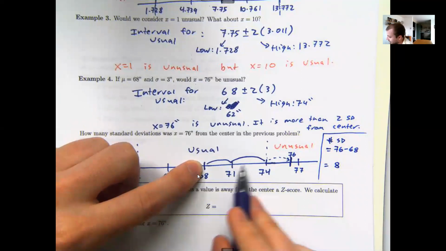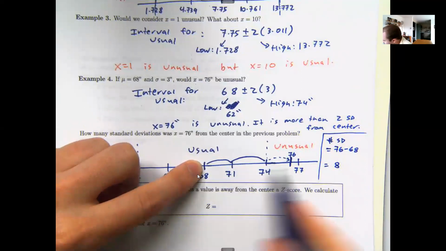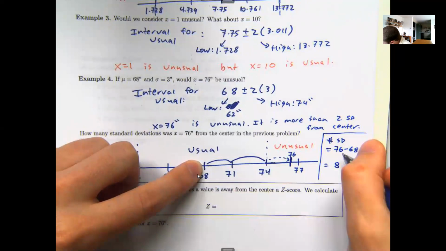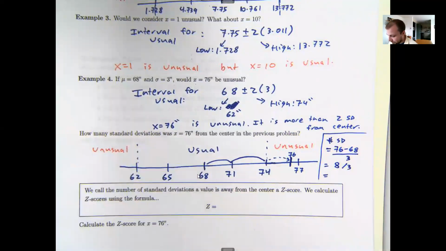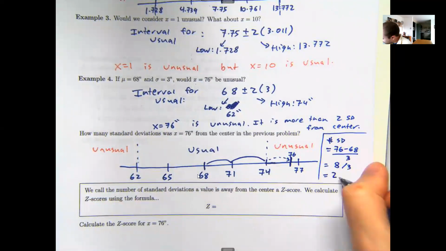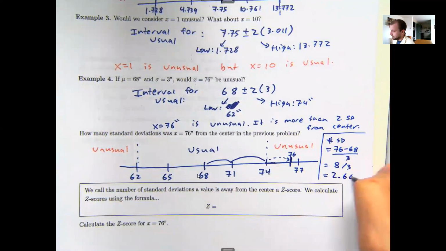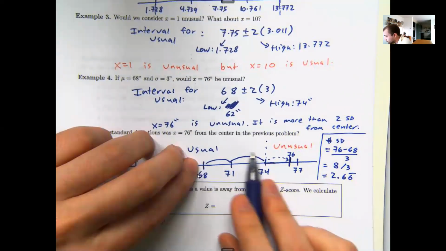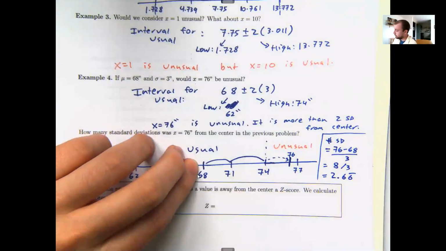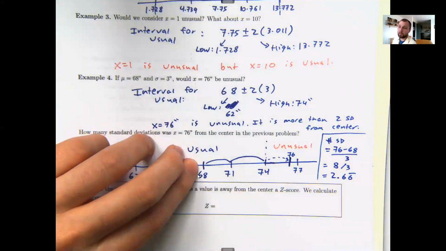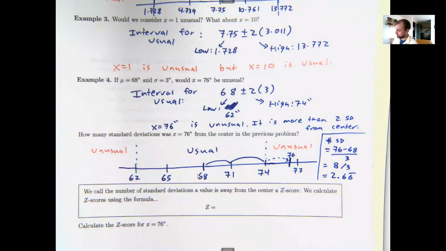8 units away, but it matters what I'm counting by, and it looks like I am counting by 3. So let's take that gap size of 8 and divide it by the thing I'm counting by, 3. In my calculator, I get 2.66 repeating or so. Let's see if that looks reasonable on my picture. 1, 2, and 2/3 of that last jump away, 2.66 repeating. That's more than 2 standard deviations.